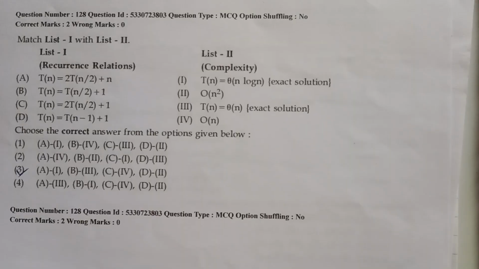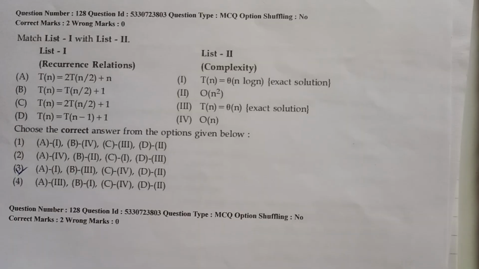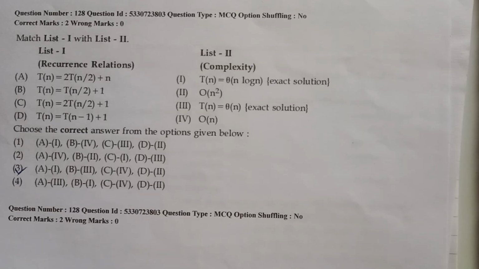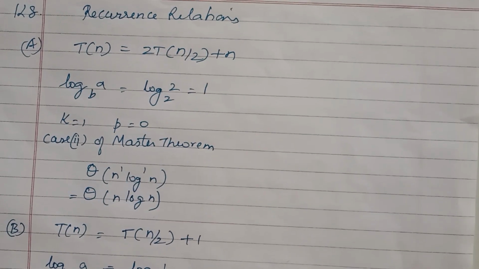Next question number 128. Again they have given a list, match list 1 with list 2. They are given the recurrence relations and the complexity. Most of it we have already done in the previous question. Using the Master's theorem, you can find out the complexity for these recurrence relations. First is T(n) = 2T(n/2) + n.